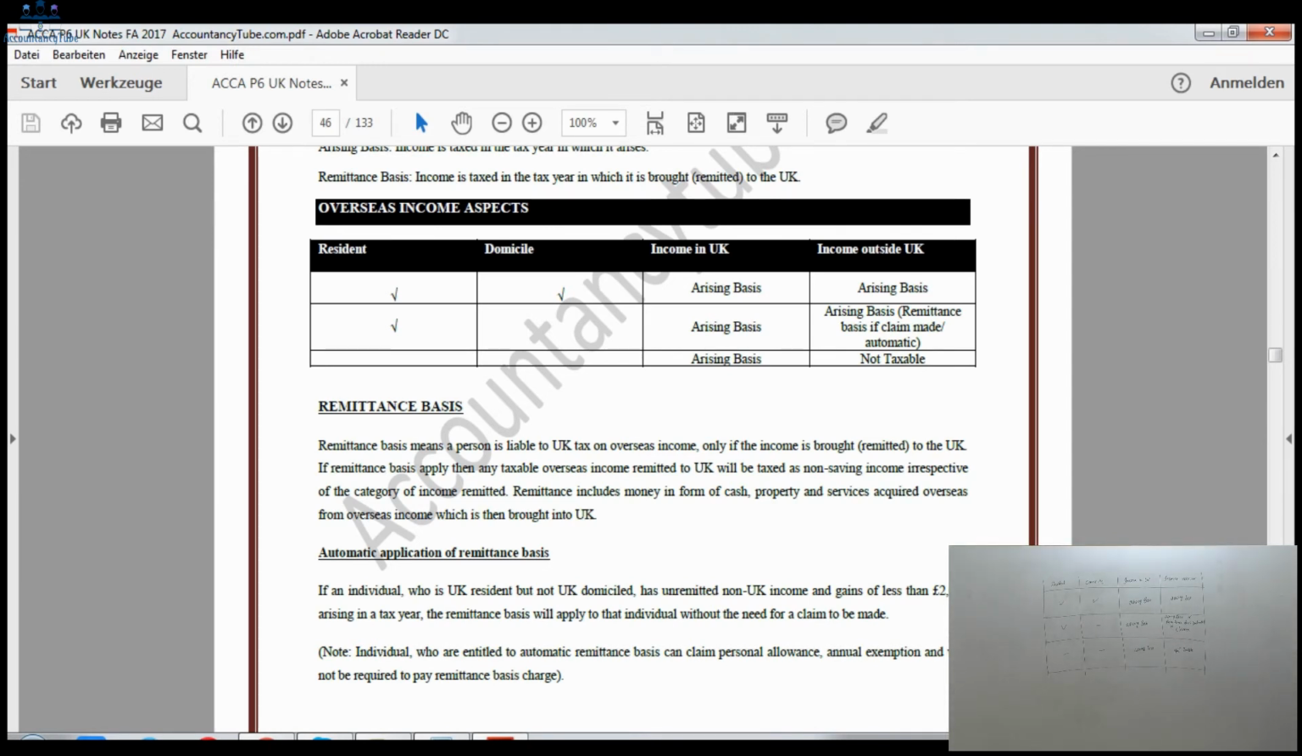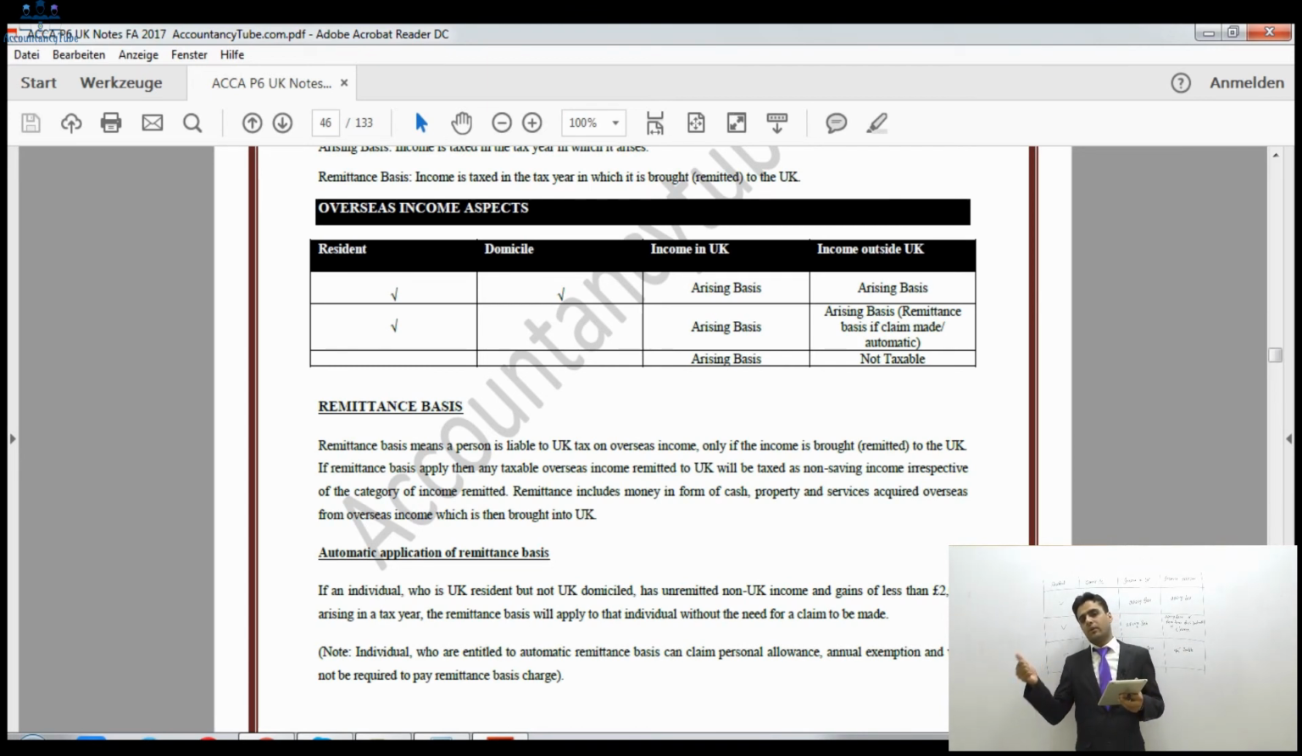So if you have unremitted non-UK income and gains of less than £2,000, then remittance basis will automatically apply. And if it automatically applies, you will get the full personal allowance and the full personal allowance for capital gains tax purposes as well. Now, capital gains tax is another tax which we will study later, but capital gains tax also gets another personal allowance.